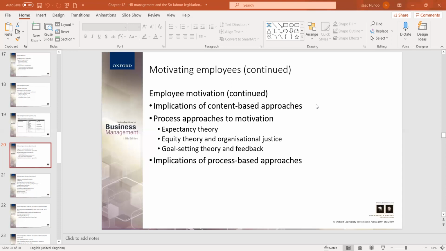Development activities should be agreed upon. And with this feedback, it's about what you call self-efficacy. Self-efficacy is also central to goal setting theory.